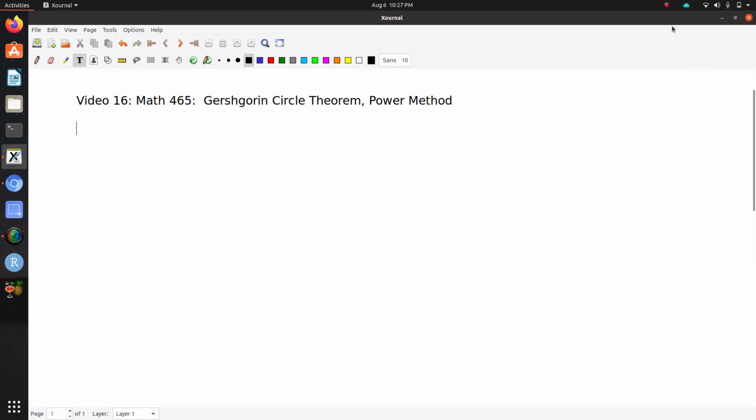Gershgorin's circle theorem allows us to use a quick trick to estimate eigenvalues for a matrix. So you want to estimate eigenvalues for a matrix. Okay, so this is pretty cool. At least I think so.